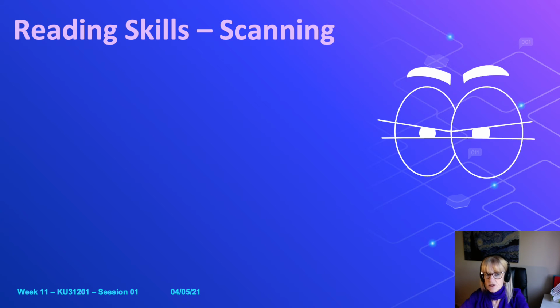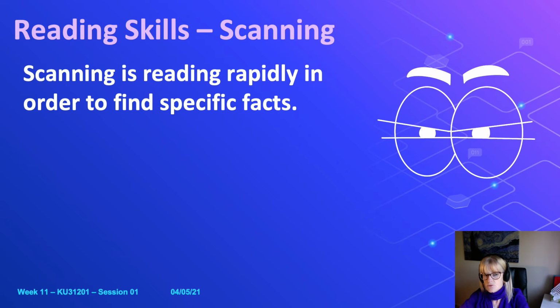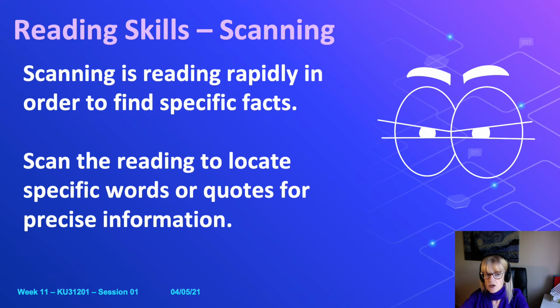So the second skill we're going to look at is called scanning. Scanning is reading rapidly to find specific facts. It's different to skimming because when we skim, we're just looking overall to try and find out what the reading is about. When we're scanning, we're looking for a particular word or a quote or precise information to give us more information. So scanning, you're looking for something special. Skimming, you're just looking at the reading overall.